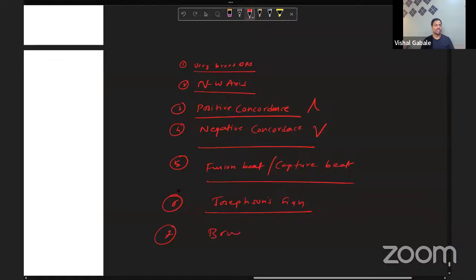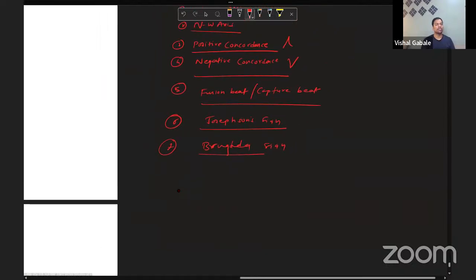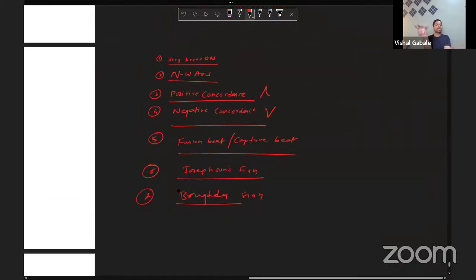So what is Josephson sign? Josephson sign is the notch in the S wave, a notch in the S wave in case of ventricular tachycardia. What is Brugada sign? Brugada sign is nothing but an increased RS interval that is more than 100 milliseconds. That is your Brugada sign that we will study. These are some of the important features for ventricular tachycardia.